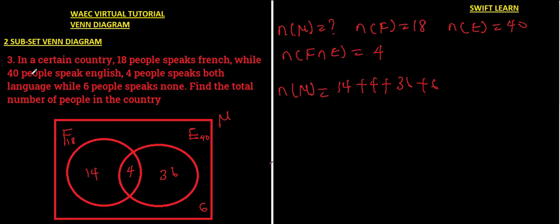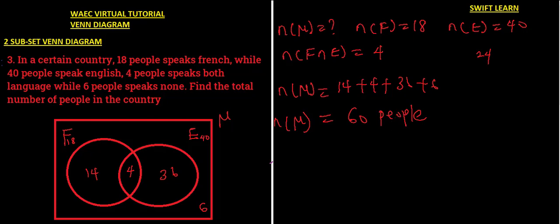I know you might be saying that, okay, I'll just add everything and I'll get the answer. No, you will not get it. Do you know why? Because those that are 18 that are speaking French, they are also part of those that are speaking English. Do you get it now? So the first thing is to break it up, split it up. This thing is very key. Many people in WAEC have made this mistake, and it has really affected their grades. Alright, so we have 14 plus 4 plus 6 is 24. 24 plus 36 is what? 60. So there are 60 people in that country.